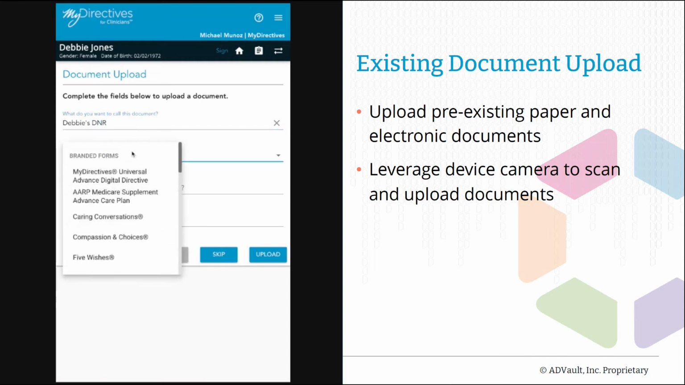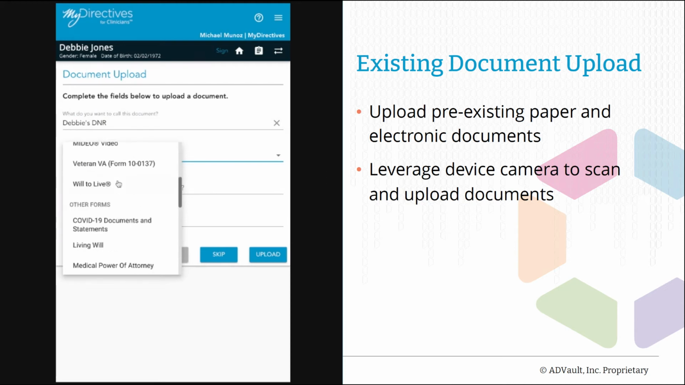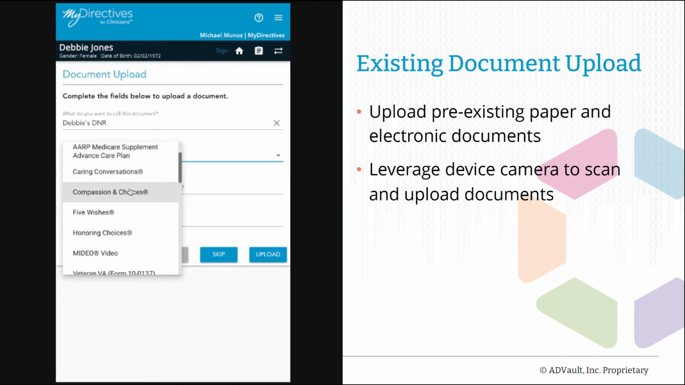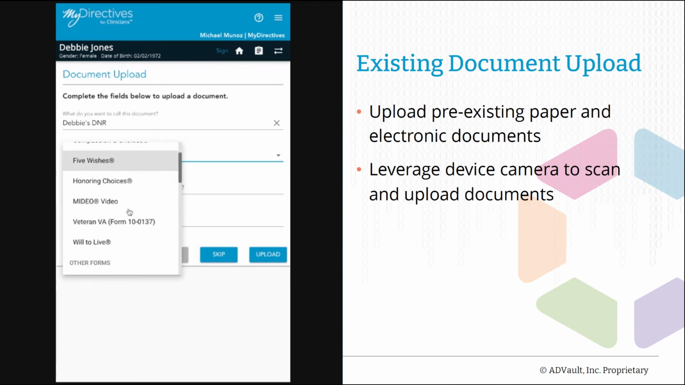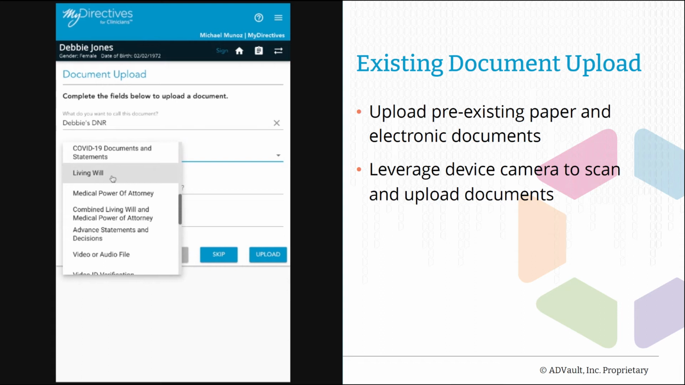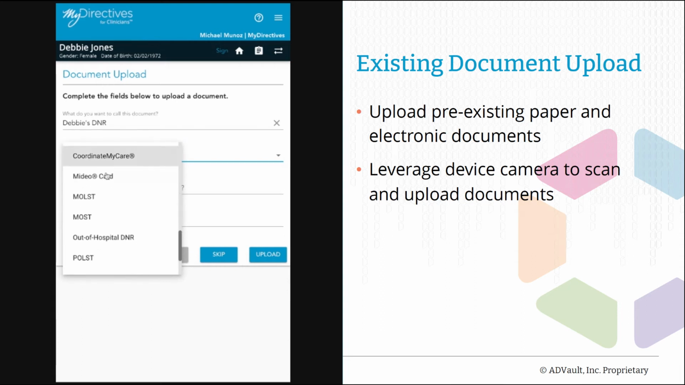You can select the type of document that it is, and you'll notice here we've got a long list of documents that we support, both branded forms like Caring Conversations and 5 Wishes documents. We also support the VA form 10-0137. We also have generic documents like those that would be created with an attorney. And then, of course, a full slew of portable medical orders, including MOLST, MOST, POLST, and POST.